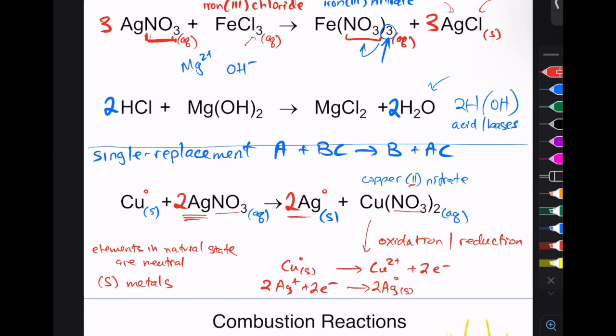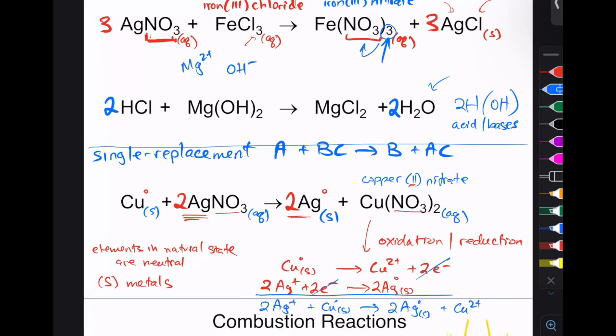If we were to add these up, the 2 electrons here cancel with the 2 electrons there, and we end up with 2 silver cations plus 1 copper solid metal atom going on to form 2 silver solid atoms plus 1 copper 2+ ion in aqueous solution. And look, that's exactly what we have in the balanced reaction.